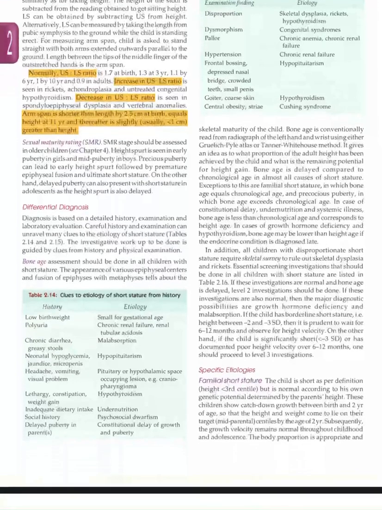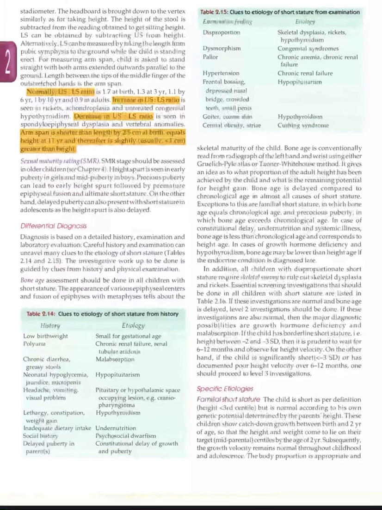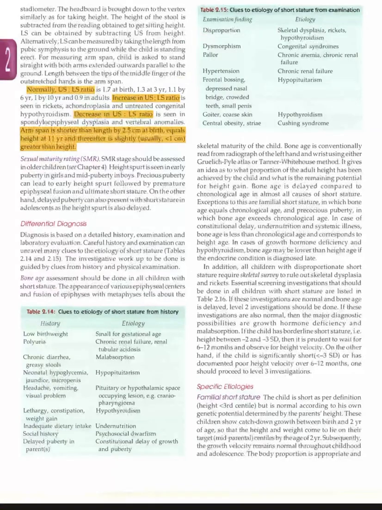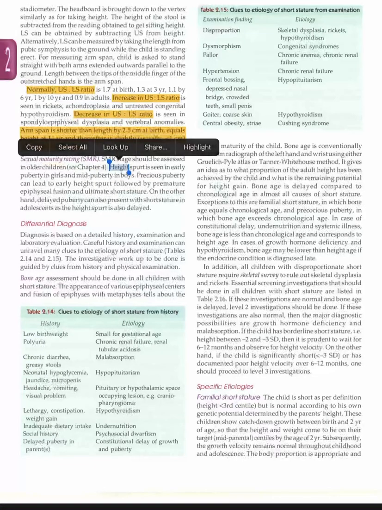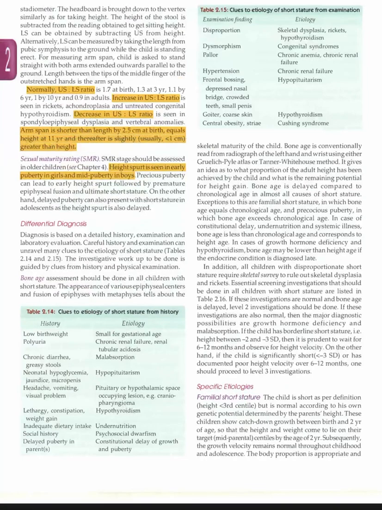Sexual maturity: SMR stage should be assessed in older children. Height spurt is seen in early puberty in girls and mid puberty in boys. Precocious puberty can lead to early height spurt followed by premature epiphyseal fusion, and ultimately short stature. On the other hand, delayed puberty can also present with short stature in adolescence, as the height spurt is also delayed.